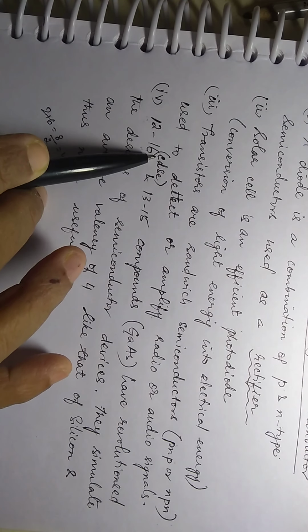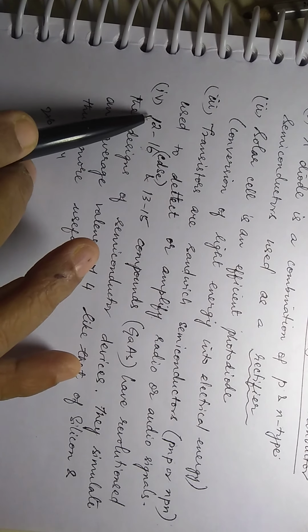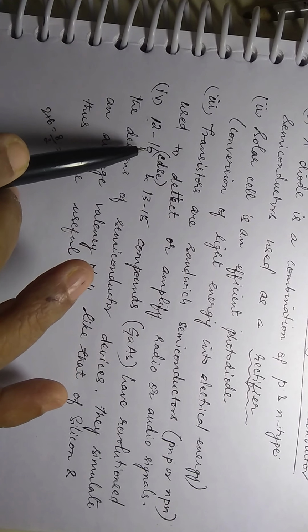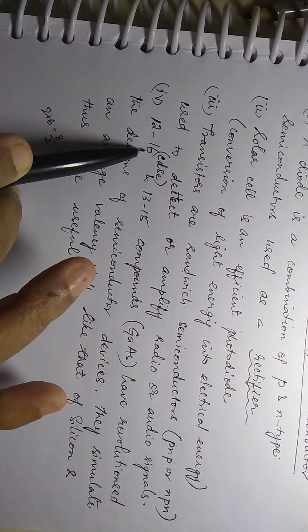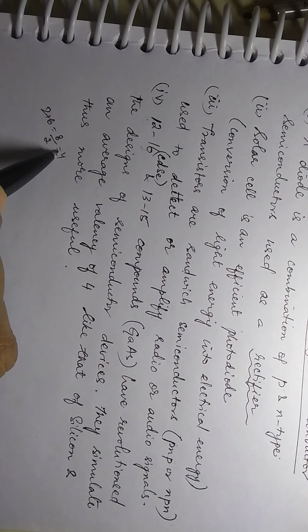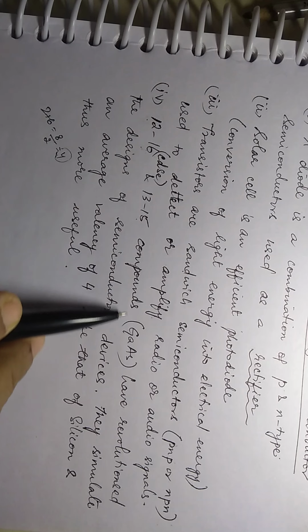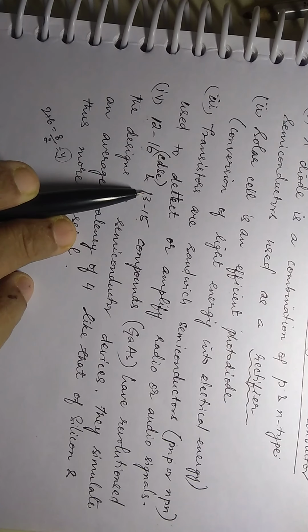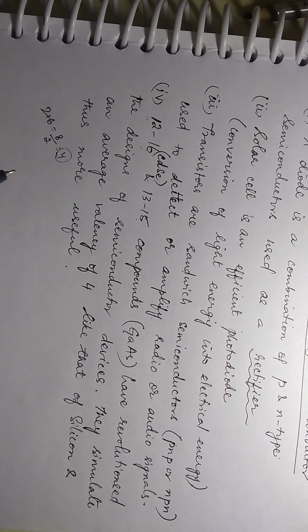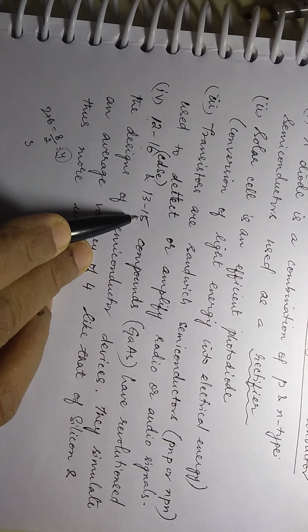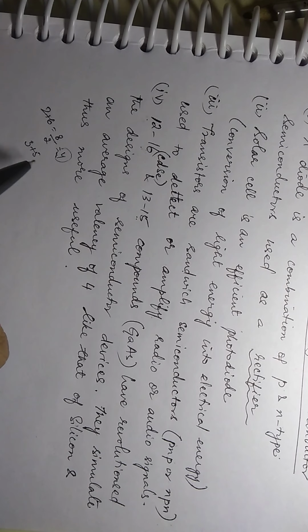Say for example cadmium selenide: cadmium from the 12th group and selenium from the 16th group. Now this will give an average valency of 4. In the same way, the 13-15 compounds: 13th group elements have 3 valence electrons and 15th group elements have 5 valence electrons. Again, it will show an average valency of 4.